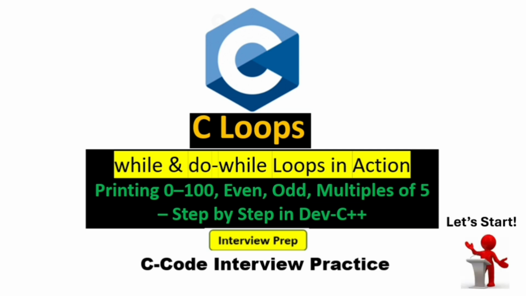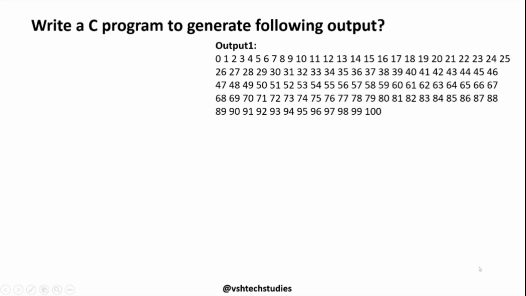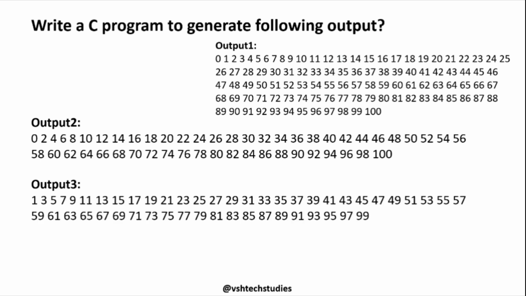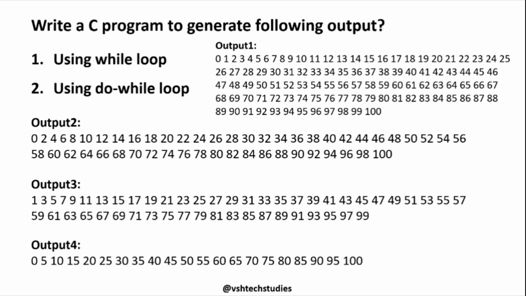Let's start the session. In today's session, we'll implement a C program to generate the following output. The first one is to print from 0 to 100 with space in between. Next, printing only even numbers. Next, only odd numbers. Then only 5's multiples. This we'll do first using a while loop. Next using a do while loop.